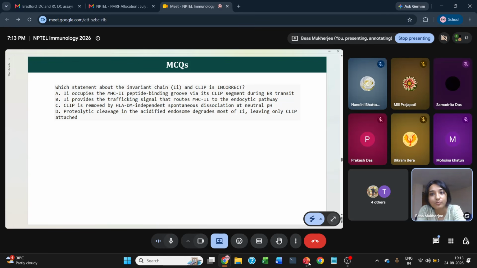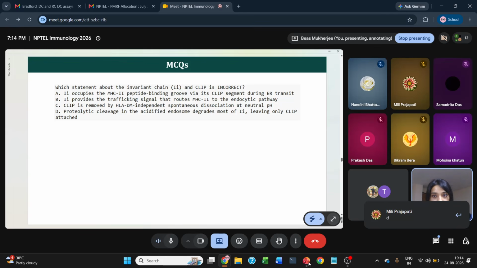II occupies the MHC peptide binding groove and clip segments via its clip segments during the ER transit. II provides trafficking signal that routes MHC2 to the endocytotic pathway. Clip is removed by HLA-DM independent spontaneous dissociation at neutral pH. Proteolytic cleavage in the acidified endosome degrades most of II, leaving only clip attached.